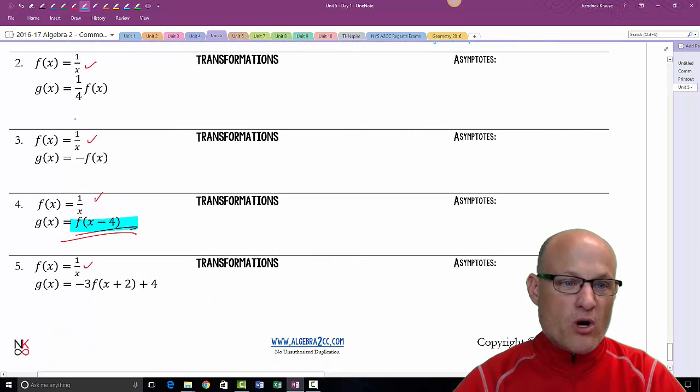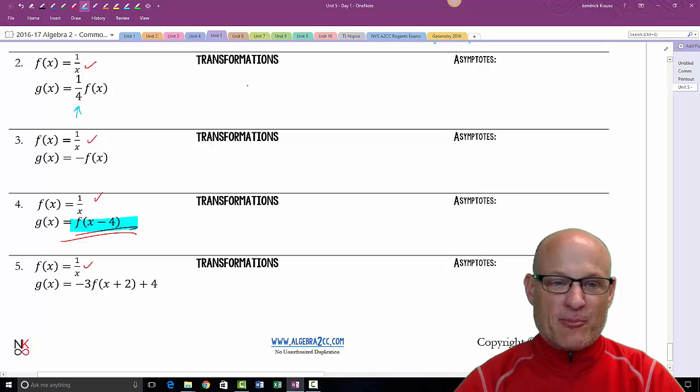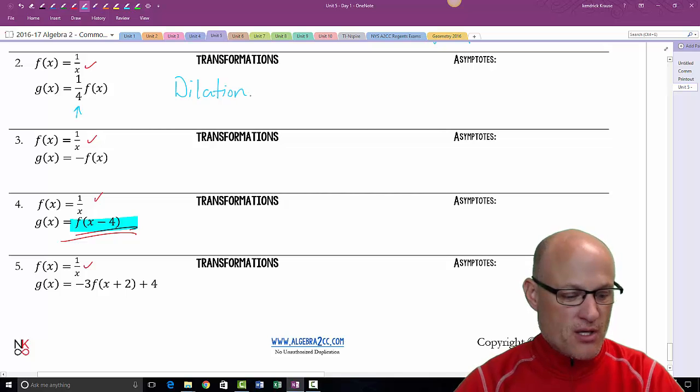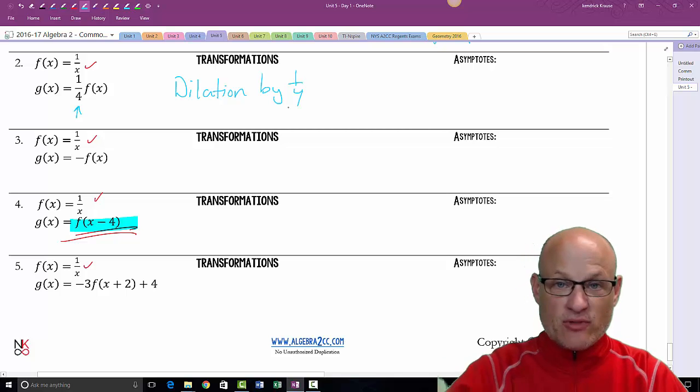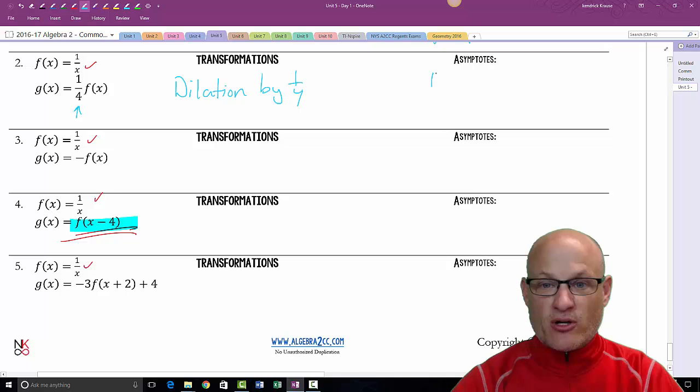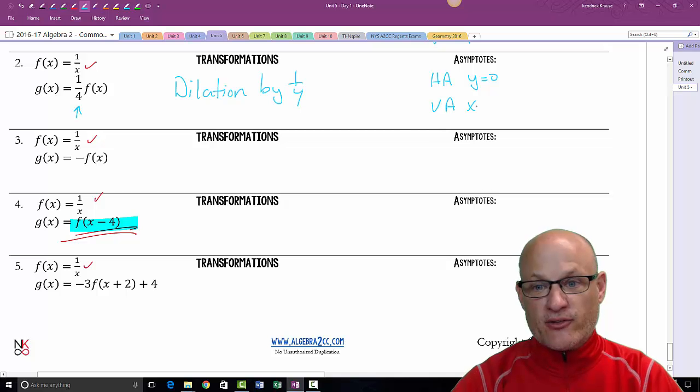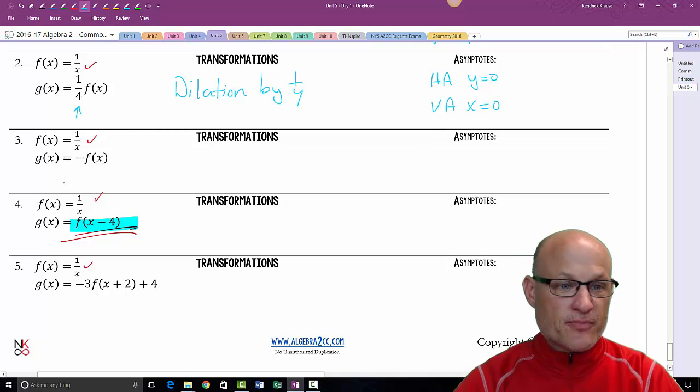So I put a 1/4 out front. Anytime you put something out front, that is a dilation. Anytime you multiply, that's going to be a dilation by 1/4. But I didn't move left, I didn't move right, so my horizontal and vertical asymptotes aren't going to change. My horizontal asymptote will be y equals 0. My vertical asymptote will be x equals 0. Didn't change.